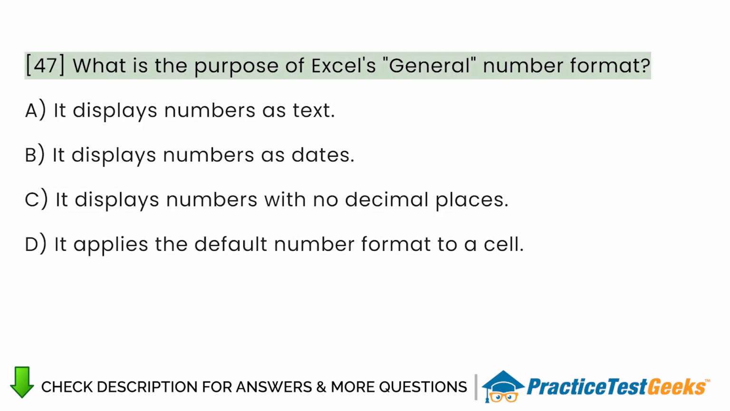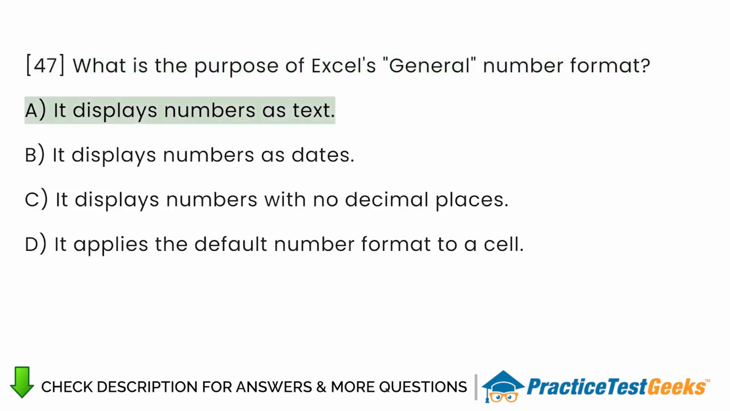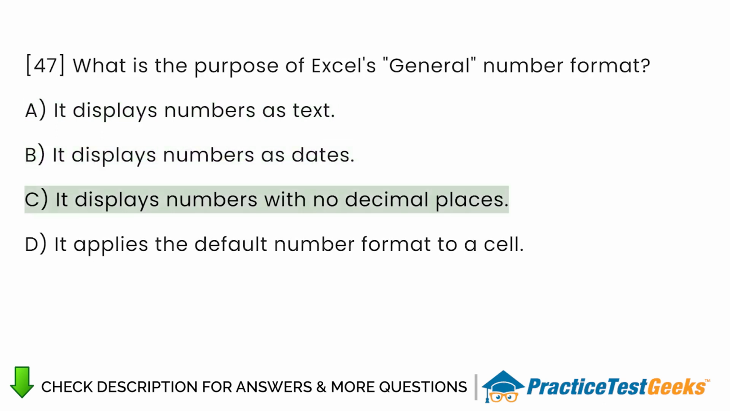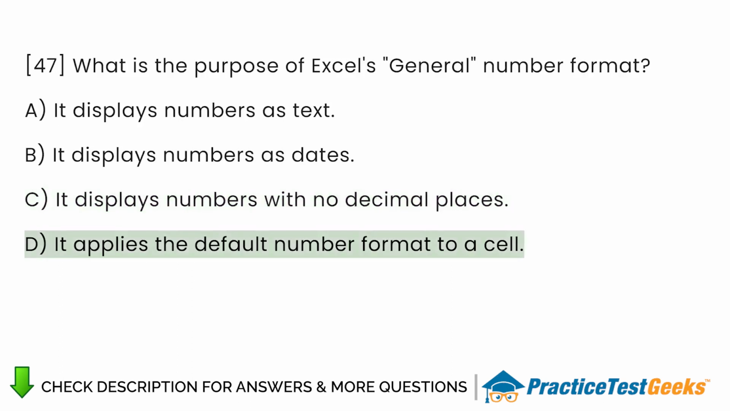What is the purpose of Excel's general number format? A. It displays numbers as text. B. It displays numbers as dates. C. It displays numbers with no decimal places. D. It applies the default number format to a cell.